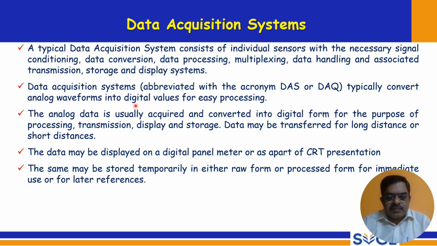It typically converts analog waveforms into digital values for easy processing. The analog data is usually acquired and converted into digital form for the purpose of processing, transmission, display, and storage. Data may be transferred for long distances or short distances. The data may be displayed on a digital panel or meter or as part of a CRT presentation. So the display panel may be a panel meter or a CRT presentation. Nowadays we have LED presentations.